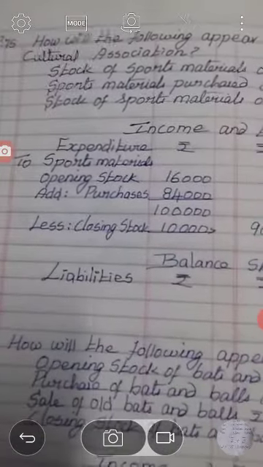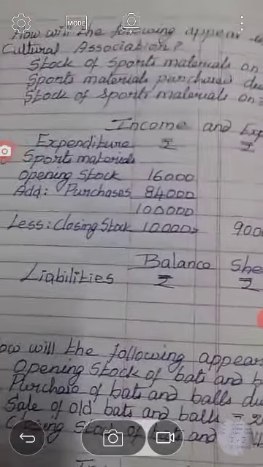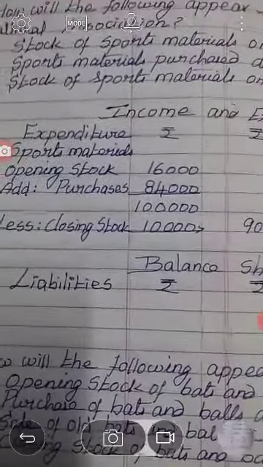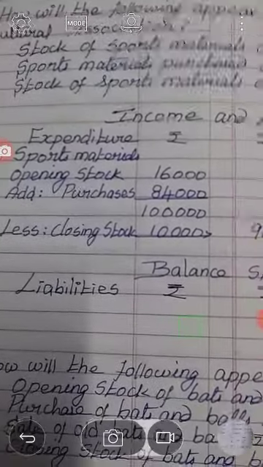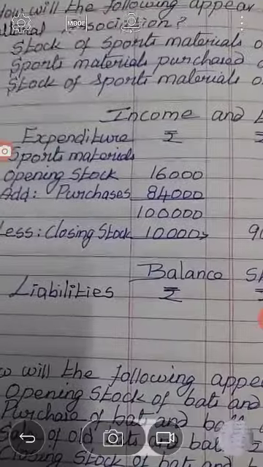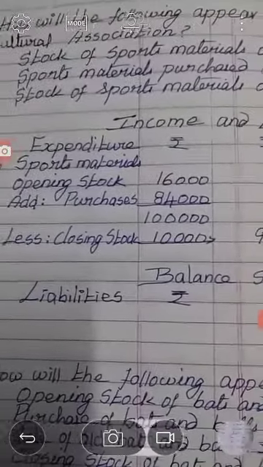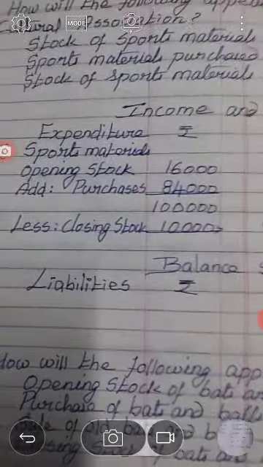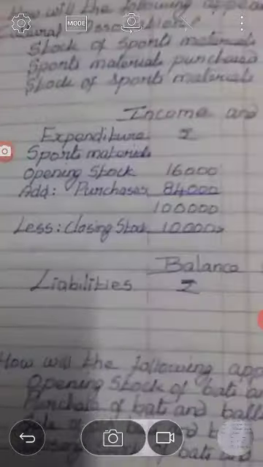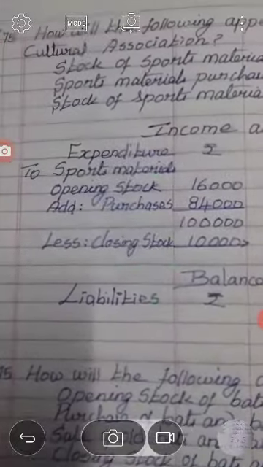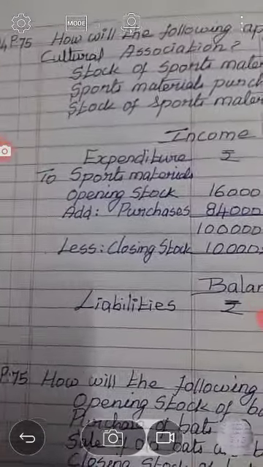These are called sports materials. Sports material is an expenditure. Sports equipment is a capital expenditure. So sports equipment should appear in the balance sheet. Sports materials should appear on the income and expenditure side. These are consumable items, so they should appear in the income and expenditure account.